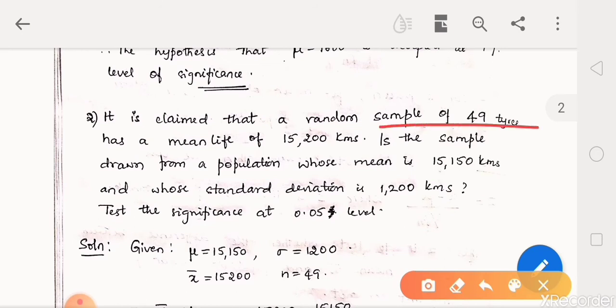The sample consists of 49 tires, so n equals 49. The sample mean is given, x bar is 15,200. For the population, the mean mu equals 15,150 and the standard deviation is 1,200, which is sigma.